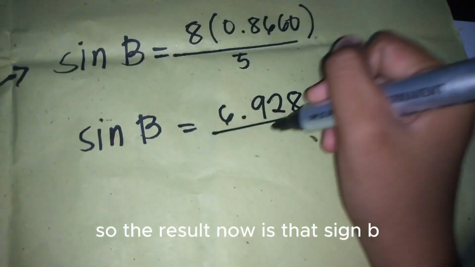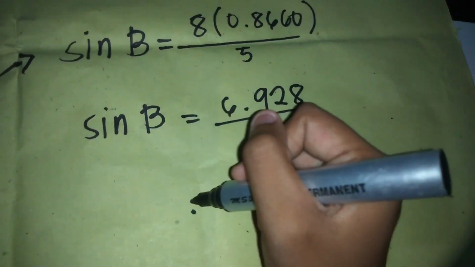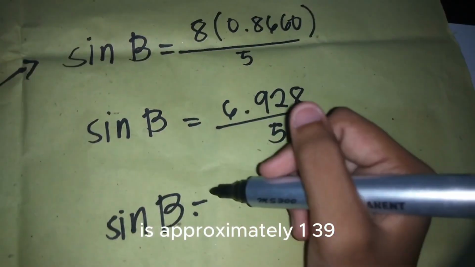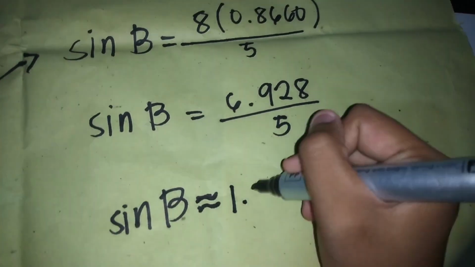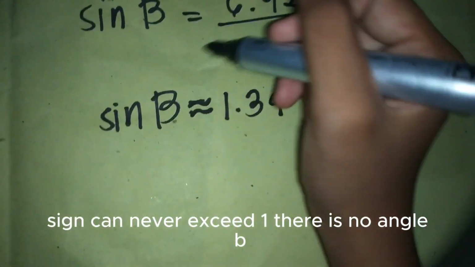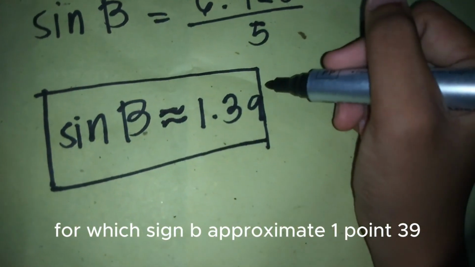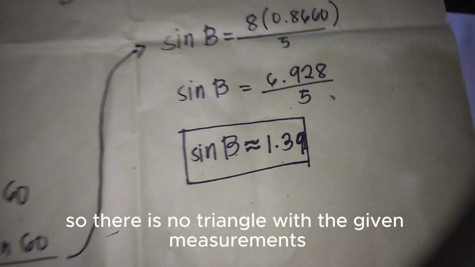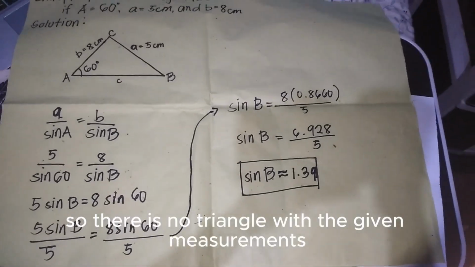So the result now is that sine B is approximately 1.39. Sine can never exceed 1. There is no angle B for which sine B is approximately 1.39. So there is no triangle with the given measurements.